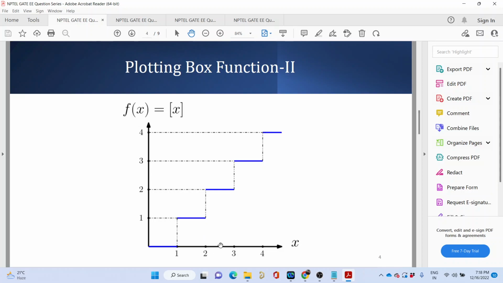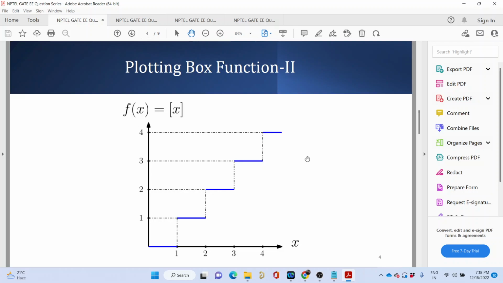Again, if you take 2.5, the greatest integer less than 2.5 is 2. So the value is 2. If you take a point like this, that is 3.5, the greatest integer which is less than 3.5 is 3. So you're going to get a value like this, 3. Take a point 4.5, so what is the greatest integer? That is 4. So you're going to get a value like this. So this is how a box function would look. Is this clear to everybody? Yes, sir. This is very much clear.